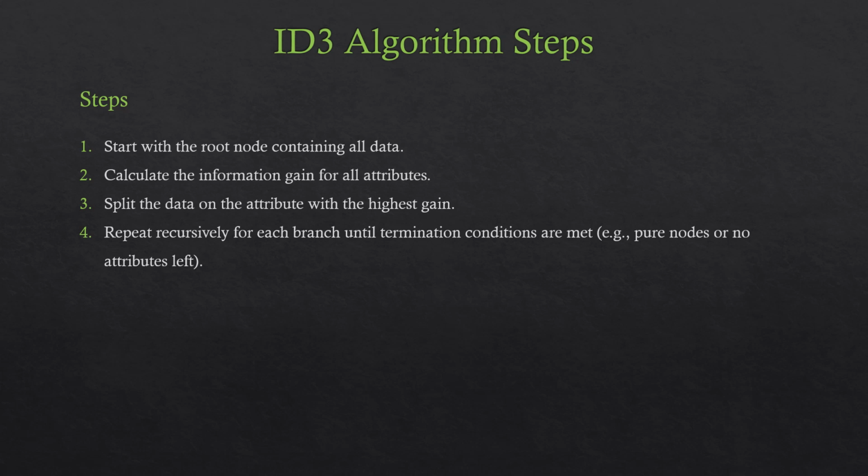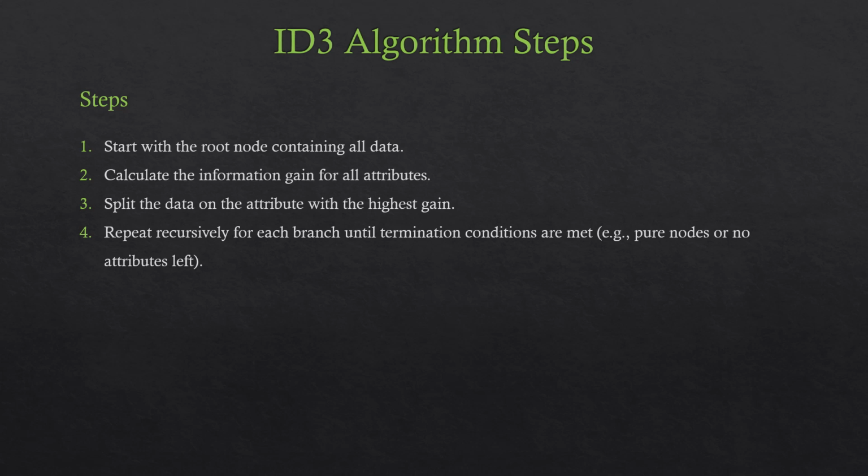Second, calculate the information gain for all attributes. For every attribute in the dataset, the algorithm calculates the information gain. Information gain measures how well an attribute splits the data into distinct classes. It is based on entropy, which measures the randomness or impurity in the data.